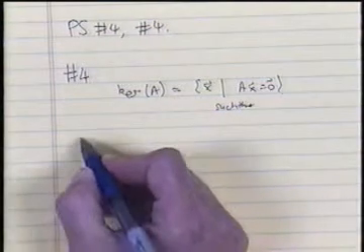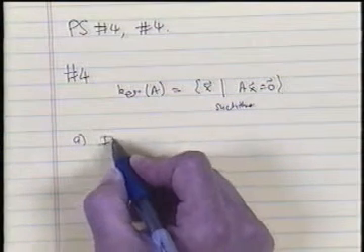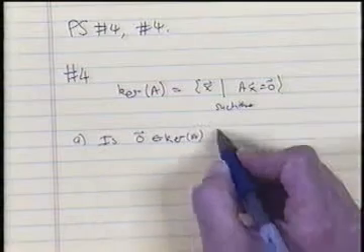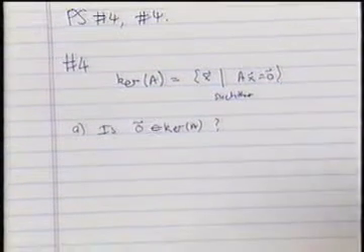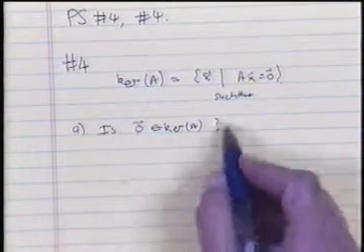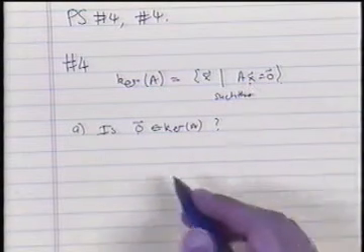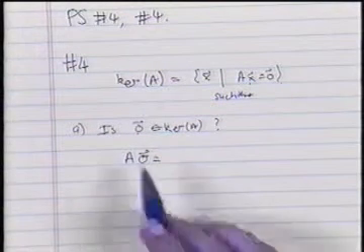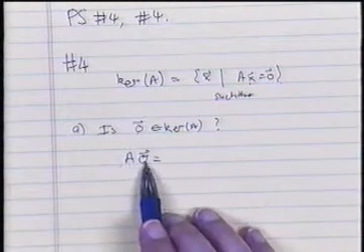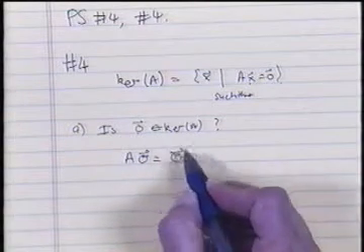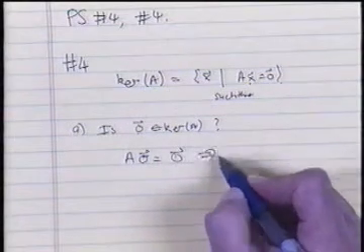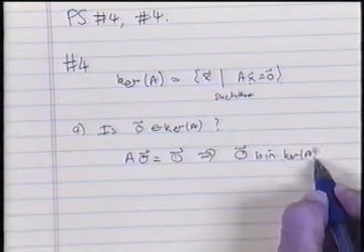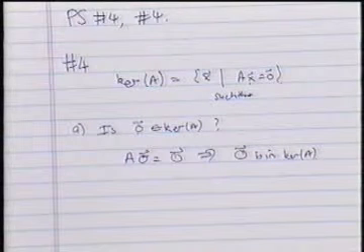So part A is, is the 0 vector a member of the kernel of A? That's the question. So how do you get in there? The way you get in there is if you take A times the 0 vector. Any matrix times the 0 vector gives you the 0 vector, and therefore this implies that 0 is in the kernel of A. Okay?